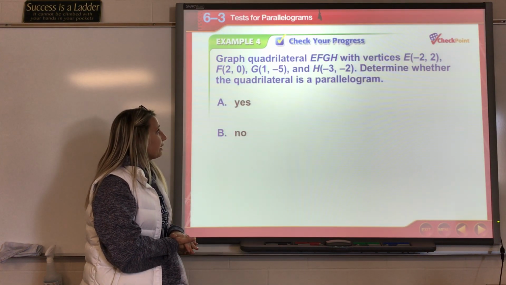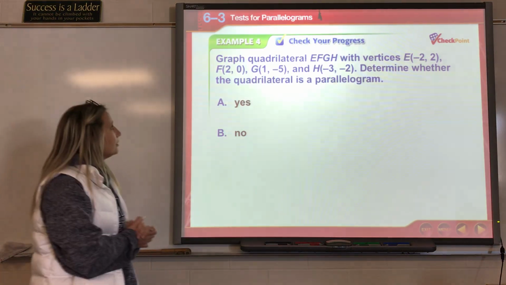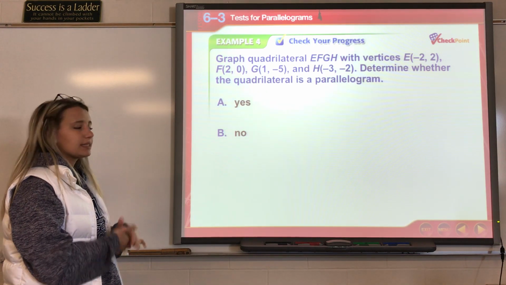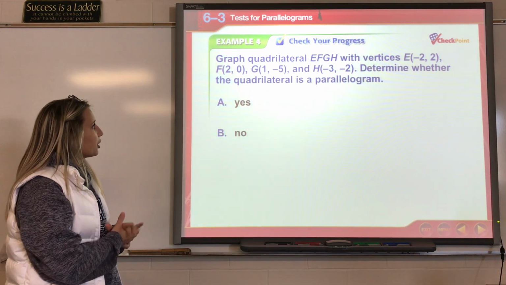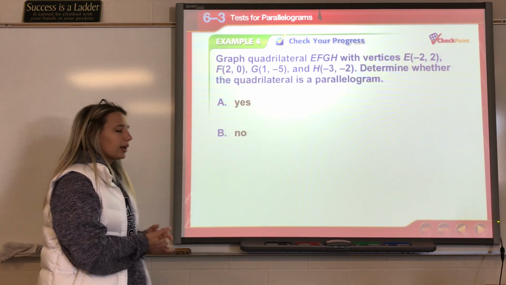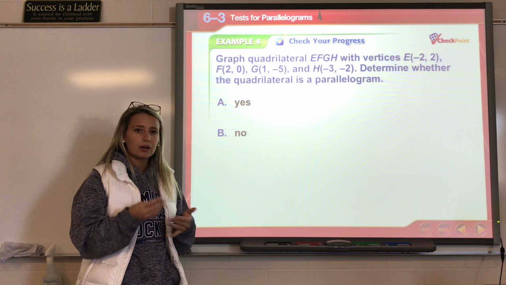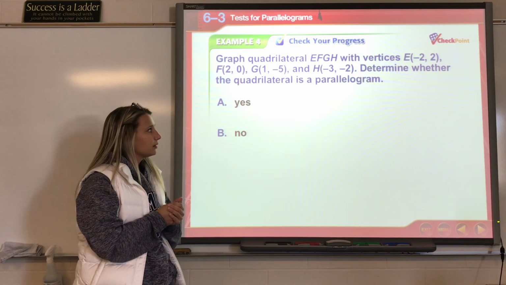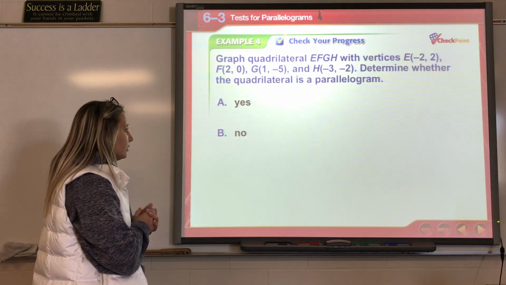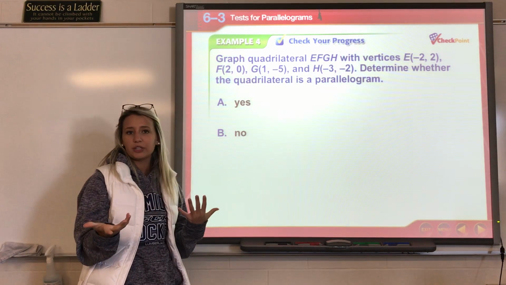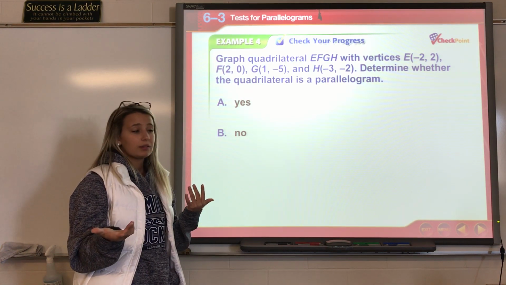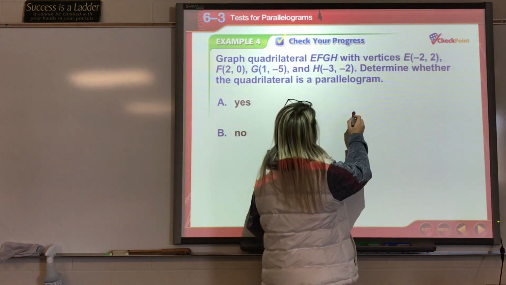Okay, so here's one for you guys to take a look at. It says graph quadrilateral EFGH with vertices, then it gives you some vertices. Determine whether the quadrilateral is a parallelogram. Pause your video, make a couple little side notes, draw yourself the diagram. I think we should tackle this problem just like we did in the last problem. Find the slopes. But first I'm just going to sketch something out here.